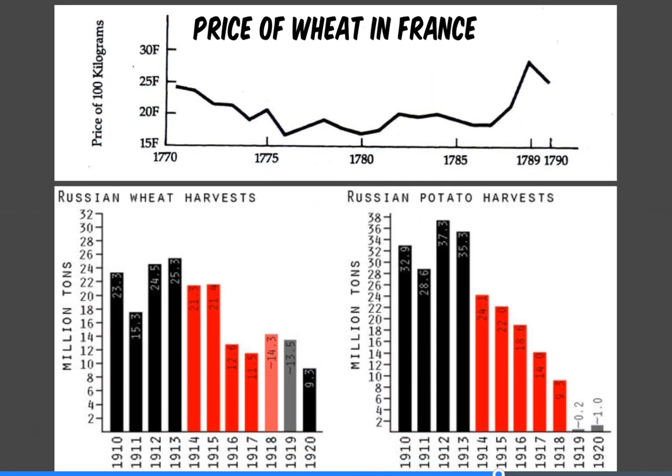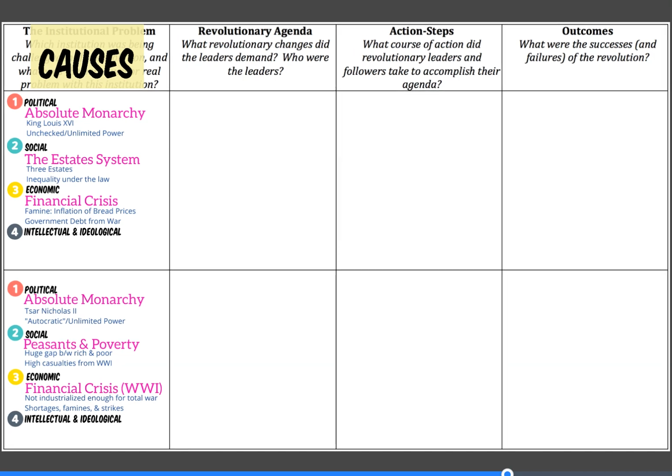So at the top, you see what changes in the price of wheat in France. As a result of famine and the shortage that it causes, the price of wheat skyrockets. People can't afford food anymore. Similarly, you see at the bottom Russian wheat harvests and potato harvests. And during those red years, the years of 1914 to 1918, the supply of food is going way down. And of course, that's going to cause the same inflation that happened in France.